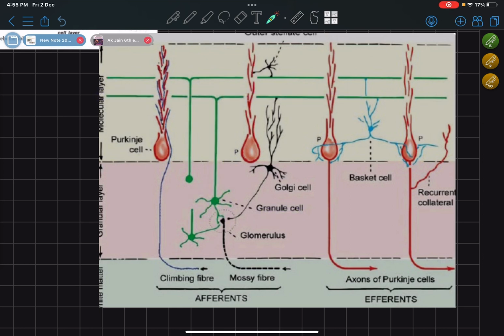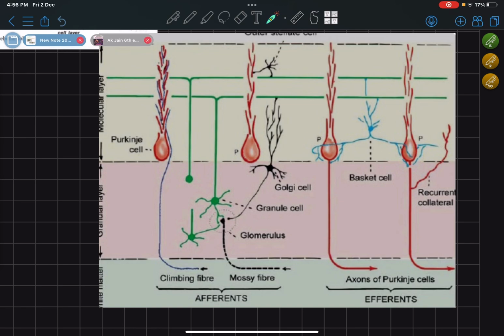The third we can see are the climbing fibers. You can see the climbing fibers, which are the afferent fibers, going and synapsing with the dendrites of the Purkinje cells. So even climbing fibers are present as nerve endings in the molecular layer. What are the nerve cells present? We have two: the basket cells and the stellate cells. These basket cells and stellate cells have their own function, which we'll talk about later in this video, but these are also present in the molecular layer.